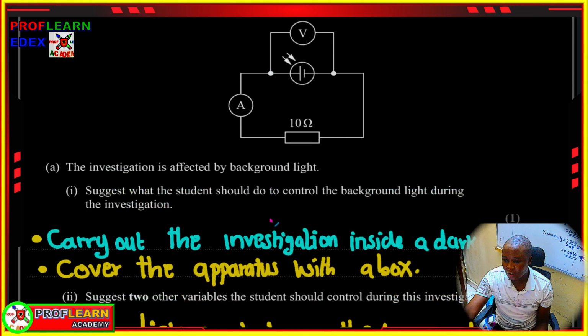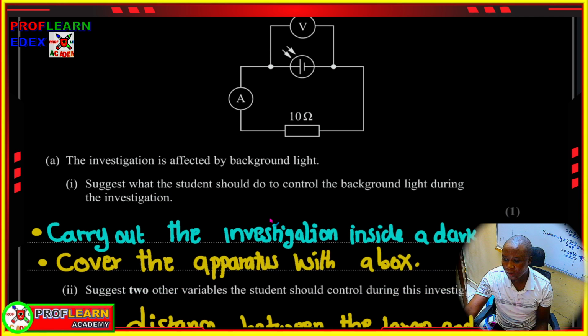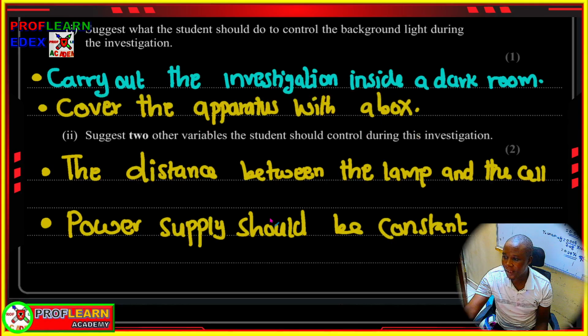The investigation is affected by background light. Suggest what the student should do to control the background light. This experiment can be performed inside a dark room or a dark area, or you can cover the apparatus with a box, so that you can prevent the intensity of external light which will affect the result. Suggest 2 other variables the student should control during the investigation.